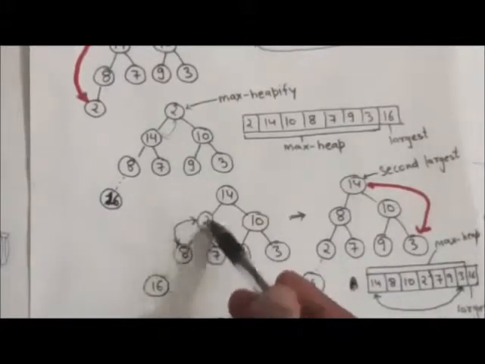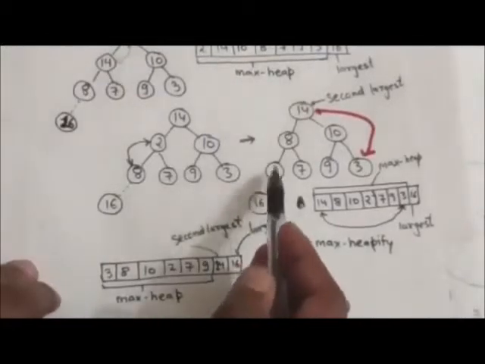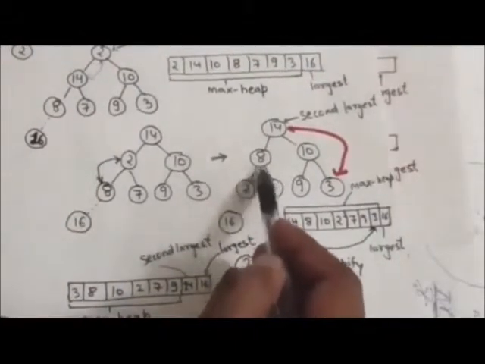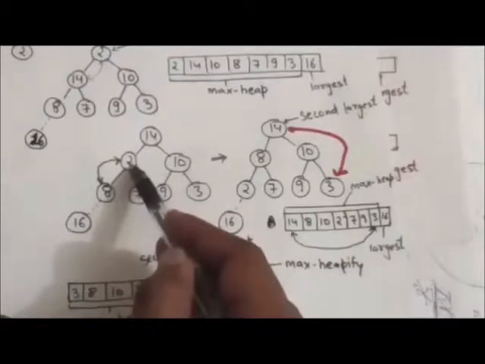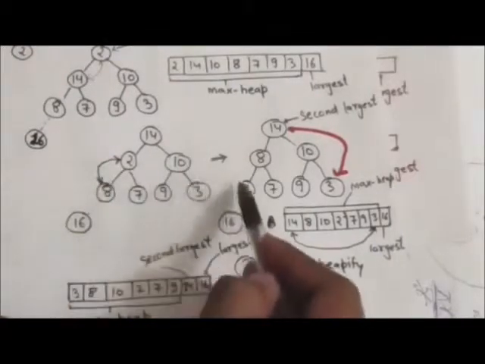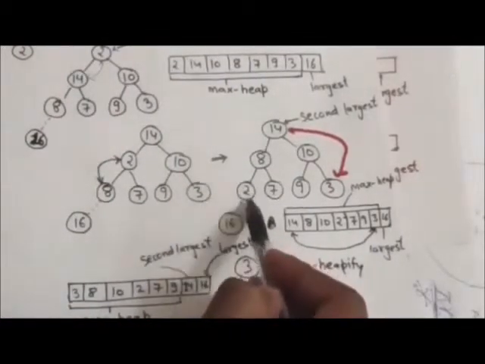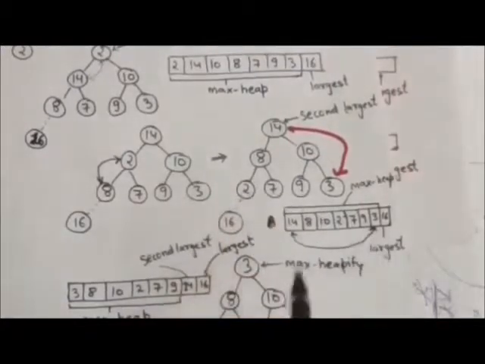After exchanging this node with its left child, we will get this heap. Now this node has occupied the position of its left child. Now here it does not violate the max heap property. Now all the nodes of this max heap satisfy the max heap property. Now the largest element of the max heap is at the root.